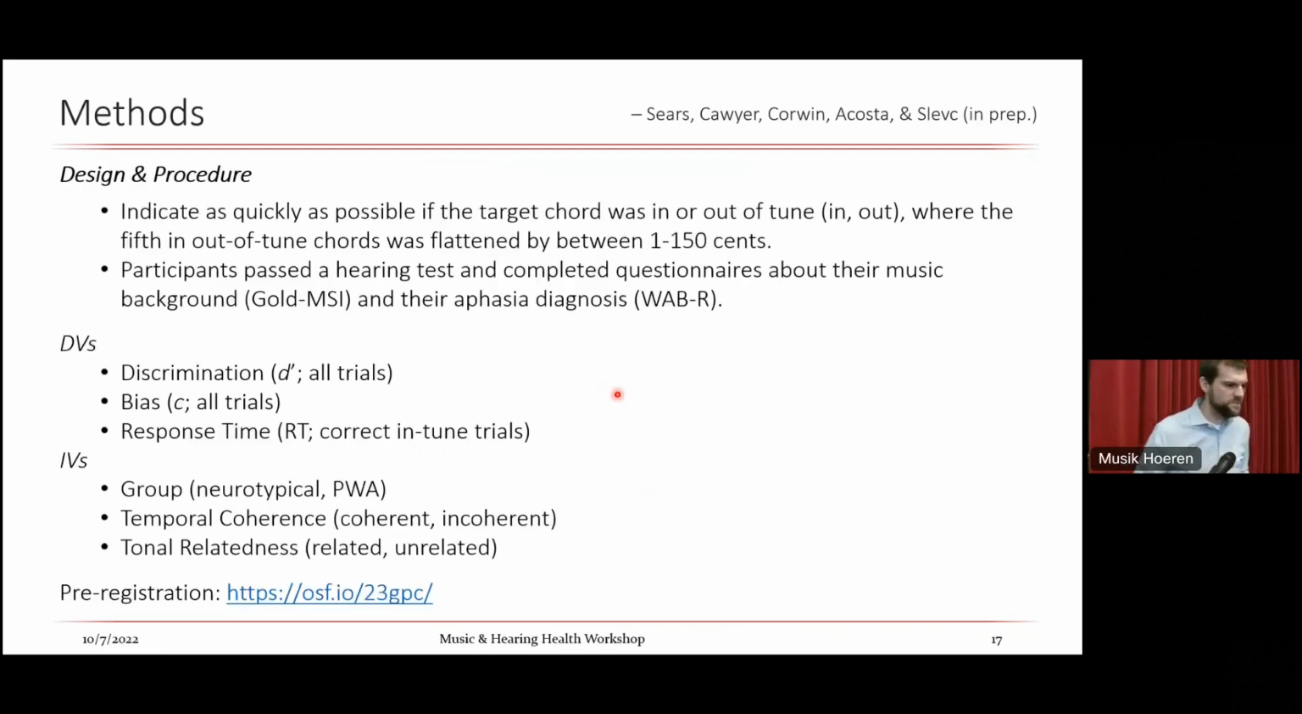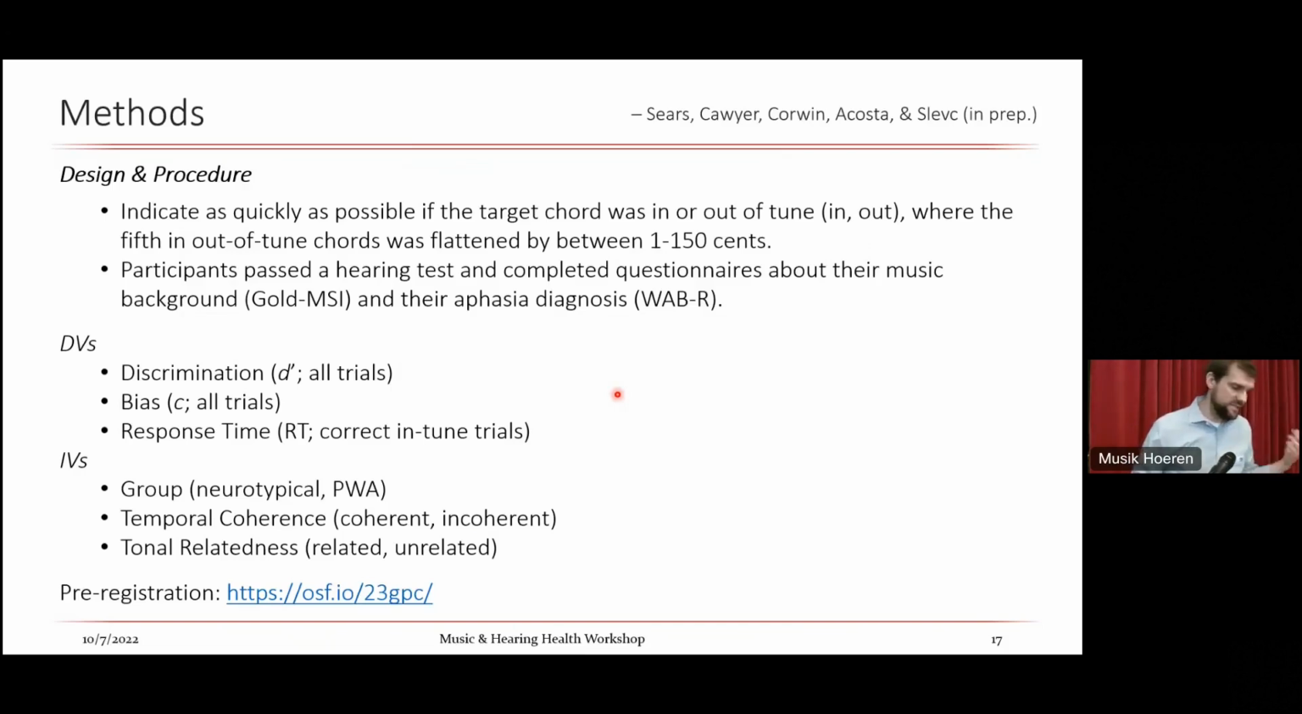So our participants were asked to indicate as quickly as possible if the target chord was in or out of tune. That's our discrimination task. The fifth in the out of tune chords was flattened by between 1 and 150 cents. Because these were people with aphasia, a task like this could be very demanding. We intentionally used an adaptive staircase in the preceding block of trials to find their discrimination threshold for this task. We want to make sure it's optimally hard or easy for everyone. And we used that threshold in the out of tune condition for each participant. So it was designed for each person's discrimination abilities.